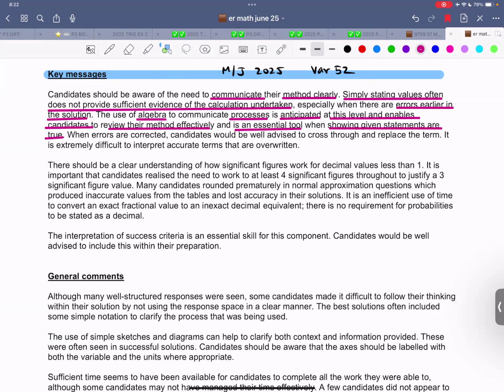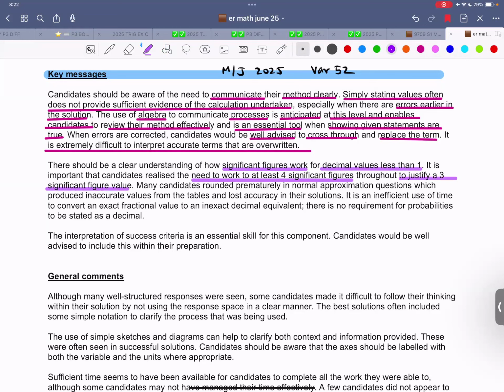As simple as this. When errors are corrected, candidates are well advised to cross through and replace the term. It is extremely difficult to interpret accurate terms that are overwritten. Keep that in mind. Now, let's move on. What else are they saying? There should be a clear understanding of how significant figures work for decimal values less than 1. It is important that candidates realize the need to work to at least 4 significant figures throughout to justify a 3 significant figure value. Many candidates rounded prematurely in normal approximation questions, which produced inaccurate values from the tables and lost accuracy in the solution.